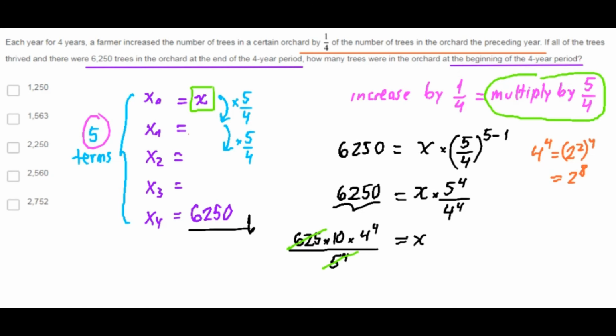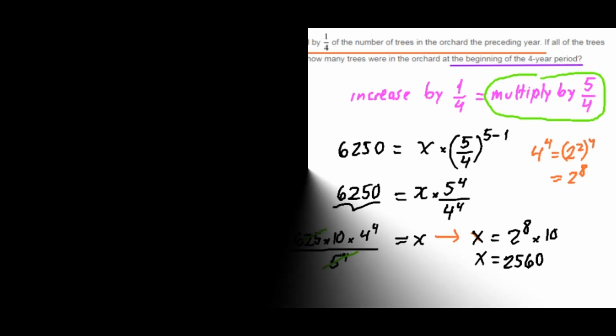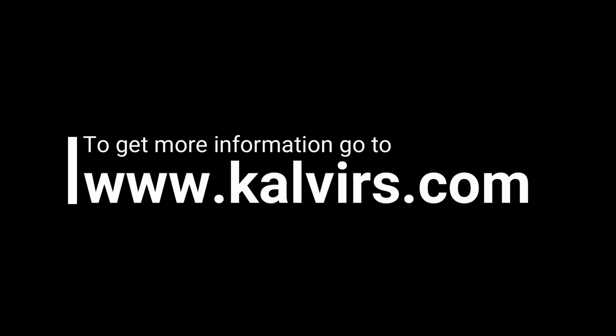Now, so here is 2 to the 8th power times 10. 2 to the 8th power is equal to 256. Finally, they had at the beginning 2,560 trees. Choice D is correct.